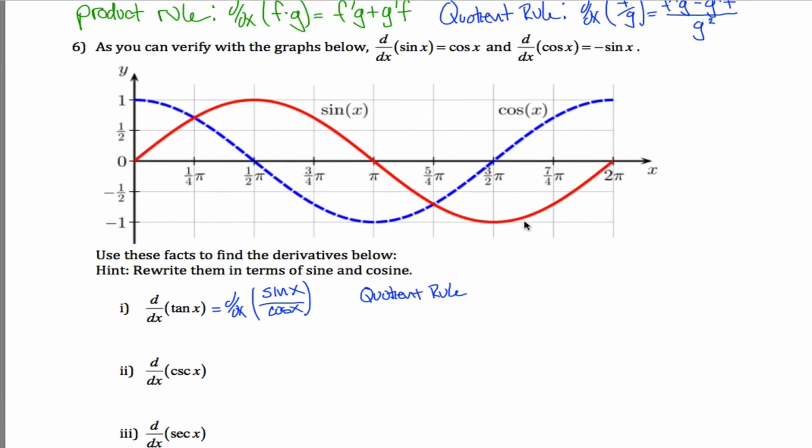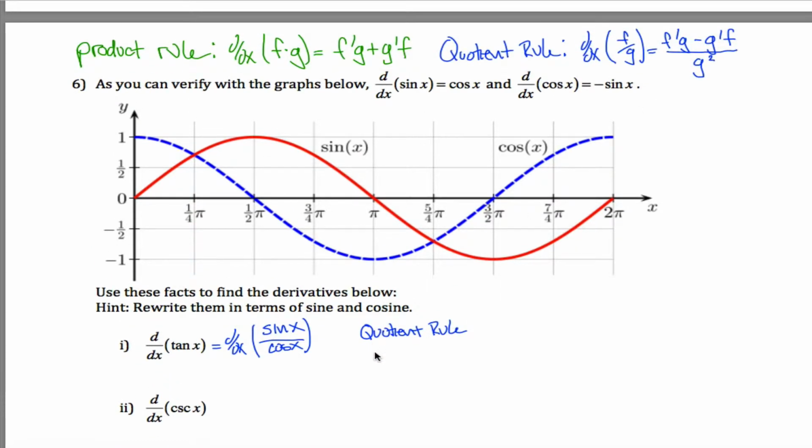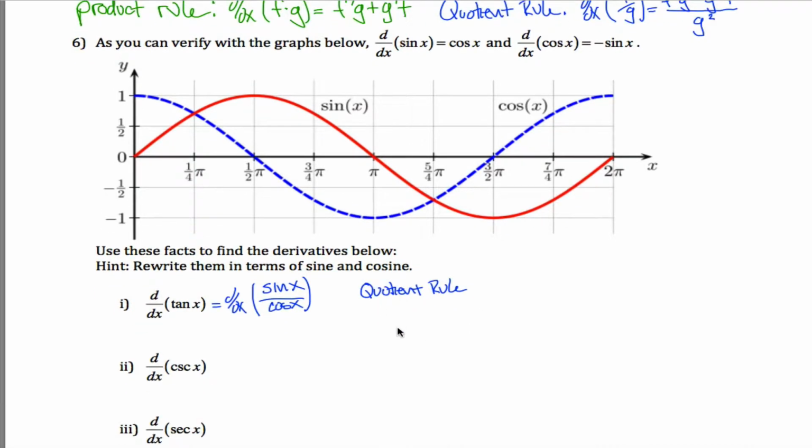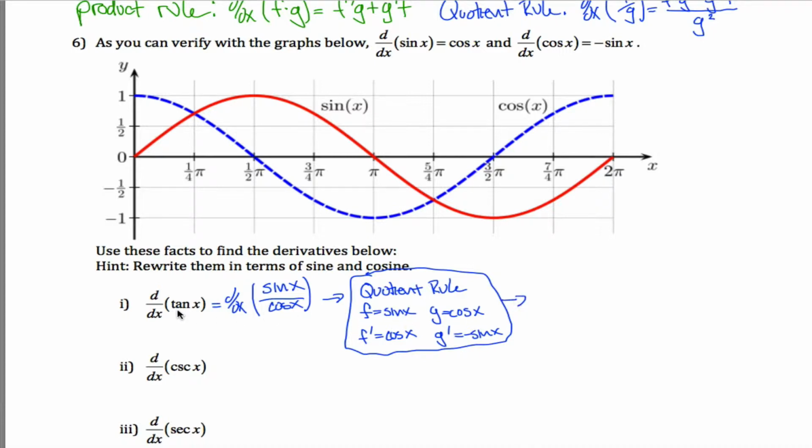Quotient rule, as I had jotted down up here for reference, tells you that the derivative of f divided by g is f prime g minus g prime f over g squared. So playing the role of f is sine of x, and playing the role of g is cosine of x. And thanks to this statement up here, I know f prime and g prime. The derivative of sine is just cosine. Derivative of cosine is negative sine. So I can take all this information right here, let's make it like it's a flow chart, I guess, and spit out the derivative of tangent.